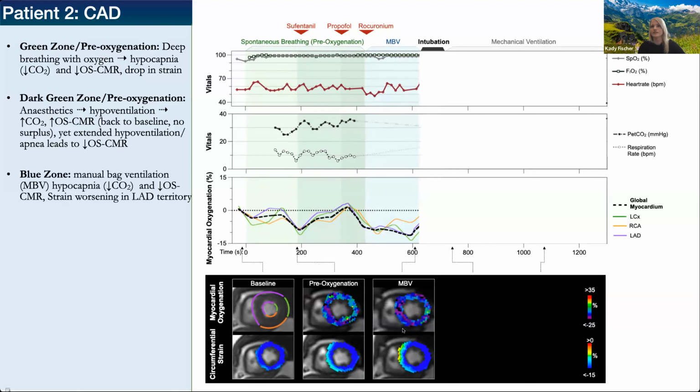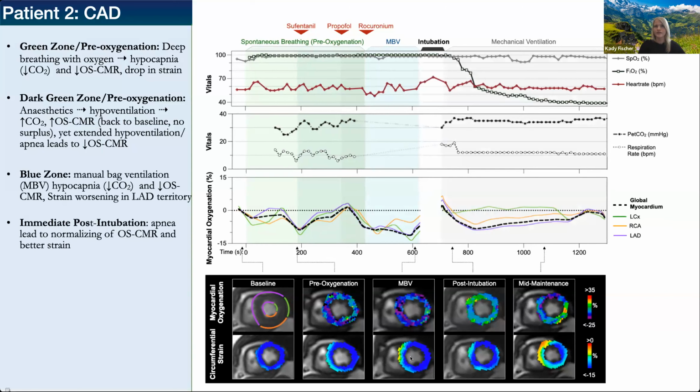And here we start to see a regional differentiation, especially with strain here in the LAD territory. And then immediately post-intubation is when we really start seeing differences. So by mid-maintenance, what you see here is the whole anterior LAD perfused zone shows deoxygenation. And we now have significant strain heterogeneity as well, especially in the post-stenotic tissue.